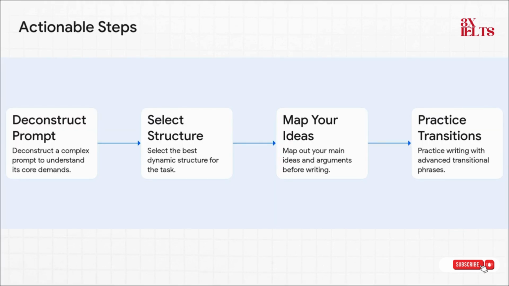Step 1, grab a prompt and deconstruct it. Really understand its core demands. Step 2, pick the best dynamic structure for that specific task. Step 3, plan. Before you write a single paragraph, just quickly map out your main ideas and arguments. And step 4, as you're writing, really focus on using those advanced, sophisticated transitional phrases to make sure everything flows together beautifully. You practice this process over and over, and I promise it'll become second nature.